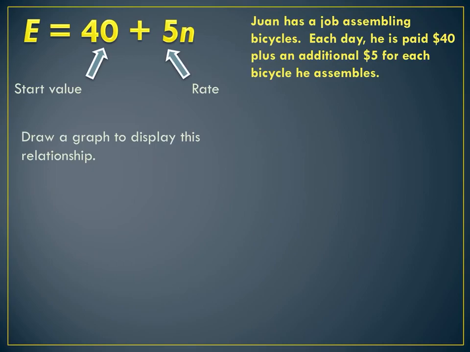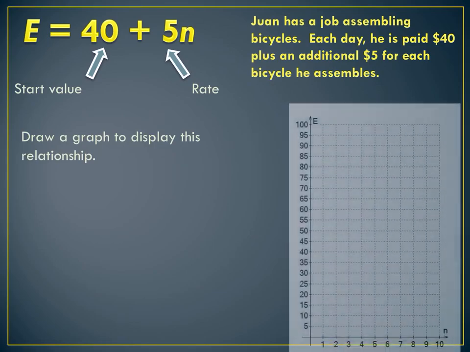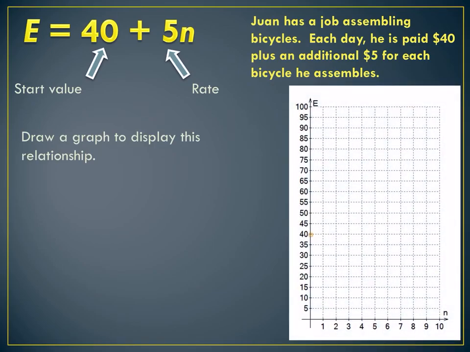So that number by itself, the constant, is his start value, and then the number that gets multiplied by the variable is the rate. It's always going to be with the rate there.